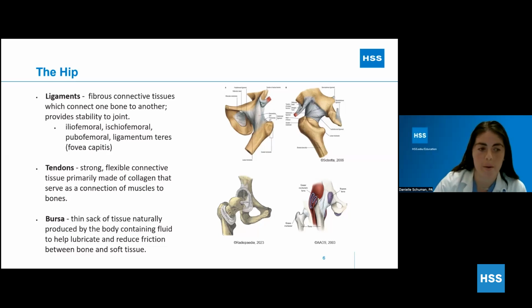And then a bursa is a thin sac of tissue which contains fluid to help lubricate areas and reduce friction between bone and soft tissue. The bursa is naturally produced by the body in response to repetitive pressure or stress over a bone. There are approximately 18 bursae in the hip region. Some of the more important include the greater trochanteric bursa, iliopsoas bursa, and ischial bursa.